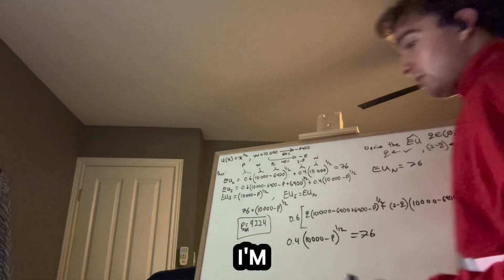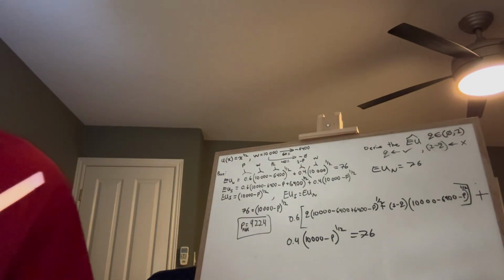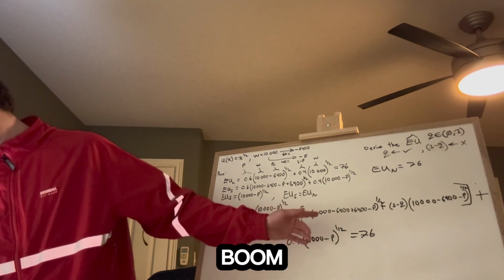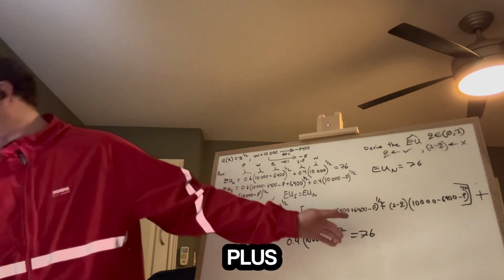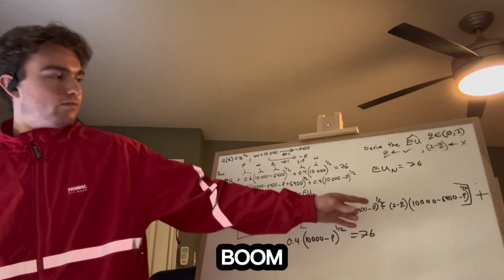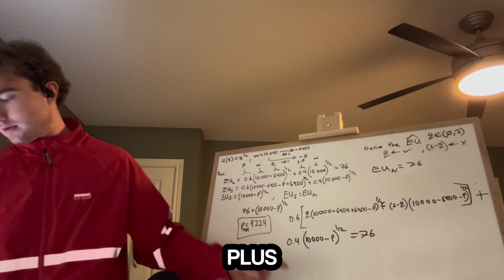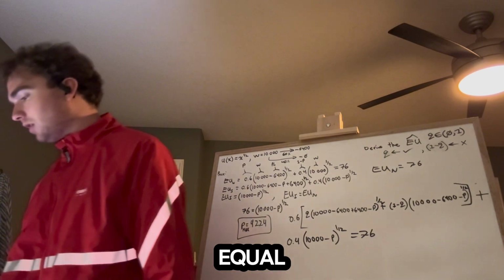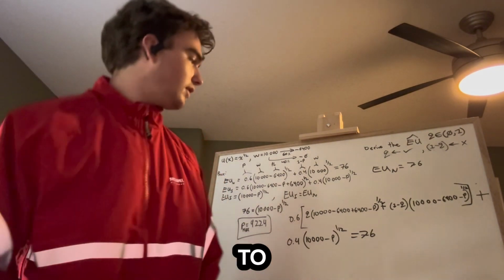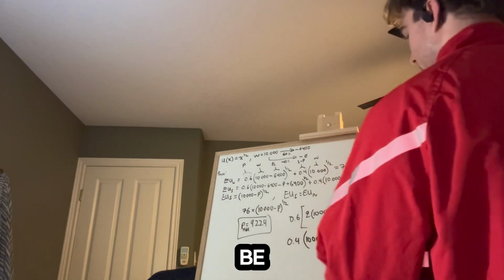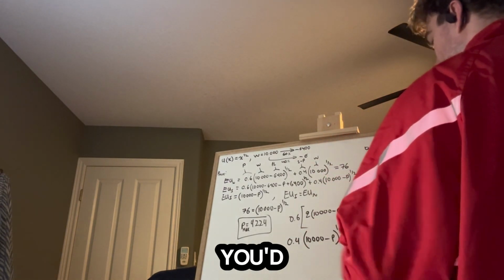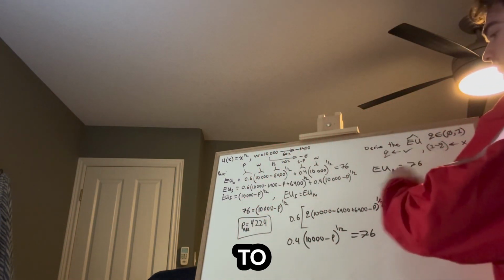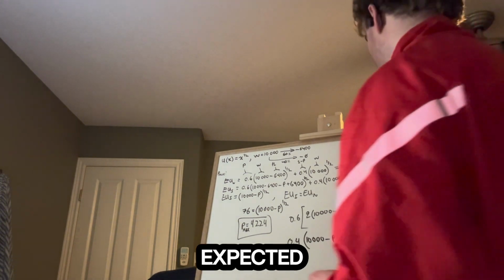So here we have it. I'm gonna make sure this is right. 0.6. Yep, plus. Yep, plus. Correct. And this all has to equal 76 if we wanted to find our Pmax. This would be your Pmax as you'd solve this. But we're not going to because that's not what's expected of us. We're just trying to figure out the expected utility.